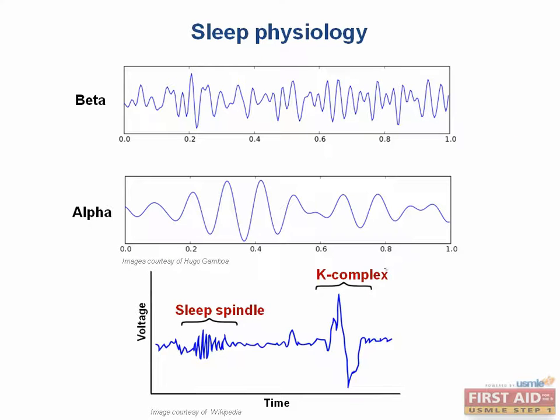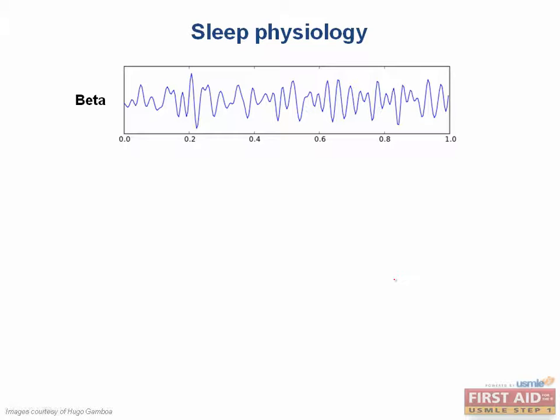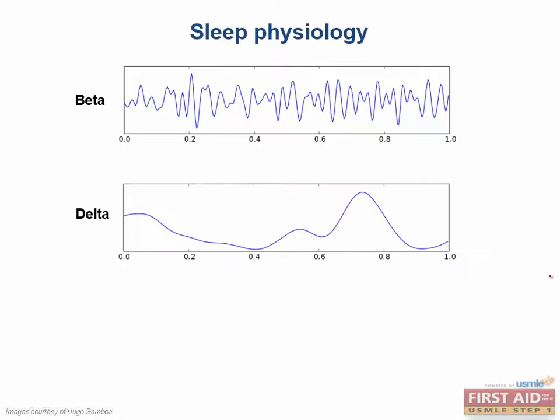In the second stage of non-REM sleep, which comprises about 45% of total sleep time in young adults, you will begin to see sleep spindles and K complexes on the EEG waveform. This stage of sleep is when grinding of the teeth and clenching of the jaw occurs, referred to as bruxism.